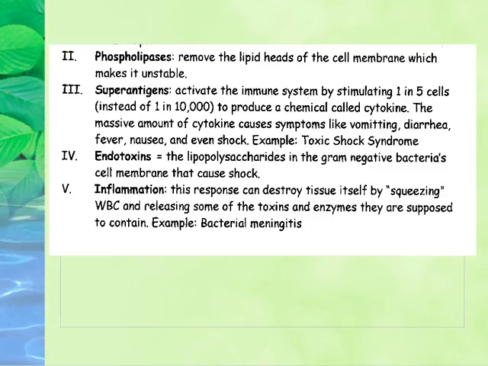Some have endotoxins. Those would be the gram-negative bacteria that have those lipopolysaccharides. Some elicit the inflammatory response and can actually destroy tissue itself by having the white blood cells squeeze out toxins and enzymes that they're supposed to contain. Bacterial meningitis actually does that. So that's some examples of how pathogens are virulent. And now we're ready to move on.